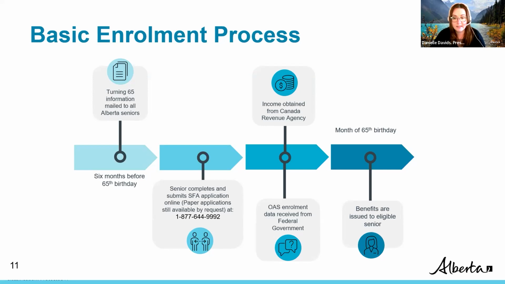The application process can take a few months depending on a number of factors. So we do recommend submitting an application well ahead of a senior's 65th birthday, up to 6 months. And benefits are considered the month the senior turns 65 or once they meet Alberta residency requirements. So if they just moved to Alberta, they need to have lived here for at least 3 months. Retroactive payments can be made for up to 11 months. So if a senior is applying for the first time at age 70 and they were eligible prior, they can get retroactive payments for up to 11 months.